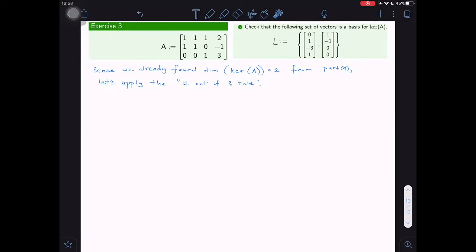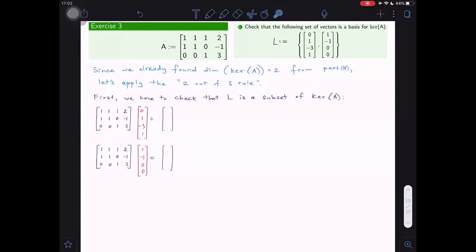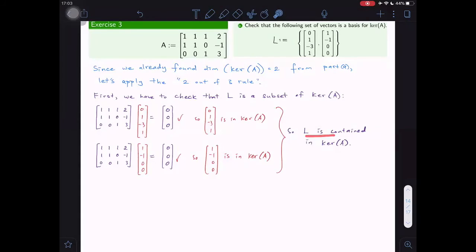Since we already know that the dimension of the kernel of A is 2 from part A, let's try to apply the 2 out of 3 rule. First, we have to check that the two vectors of L are actually in the kernel of A. We multiply A with the first vector and check that it should be the 0 vector of height 3, and do the same thing, A times the second vector, and check that it should be the 0 vector. So L is a subset of the kernel of A, so we can keep going.